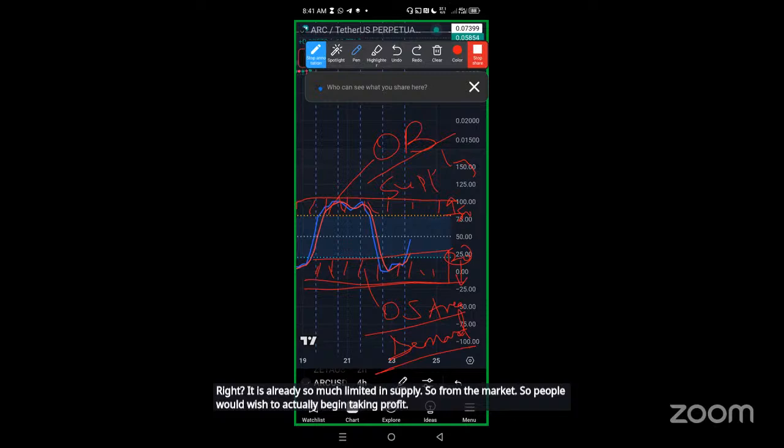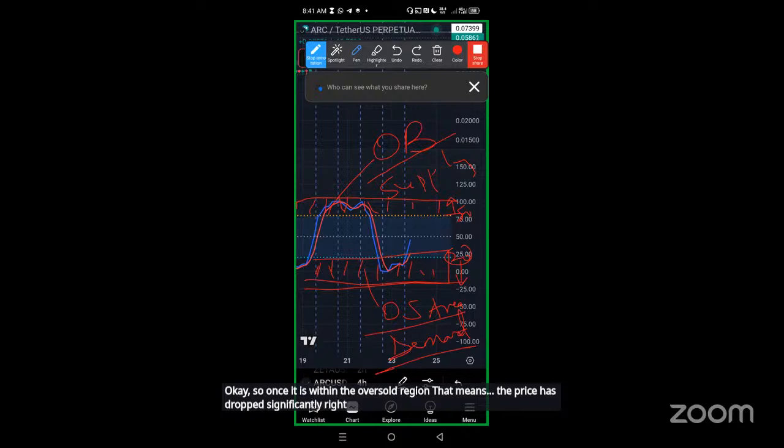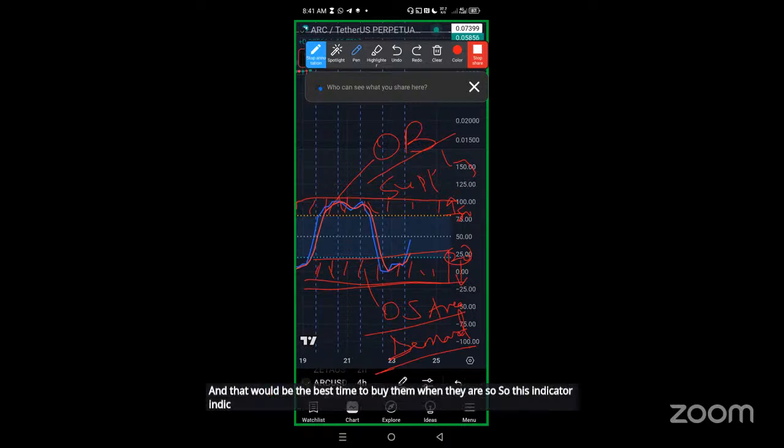Okay. So once it is within the oversold region, that means the price has dropped significantly, right? The supply of that coin is so much in the market. It has flooded the market to an extent where the price had to completely drop. Okay, and that would be the best time to buy them, when they are so cheap. So this indicator indicates those two areas.